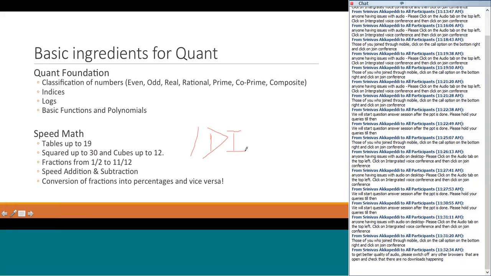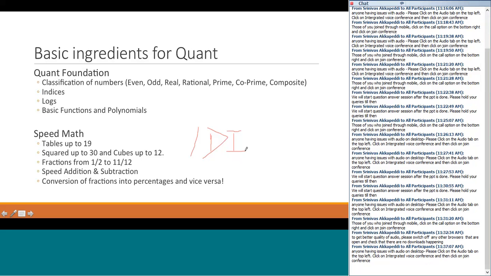Basic Quant foundation like classification of numbers: even numbers, odd numbers, real numbers, rational numbers, irrational numbers, prime numbers, co-prime numbers, composite numbers. The basic Quant foundation which you have done in your 4th, 5th and 6th standard of school will be important, by the way. Indices, basic indices, powers, a to the power b to the power c kind of things. Logarithms, basic logarithms, not using of tables. Functions, basic functions and basic polynomials. Again, I am not looking at any concepts, just you understanding this, which will be required for your Quant.